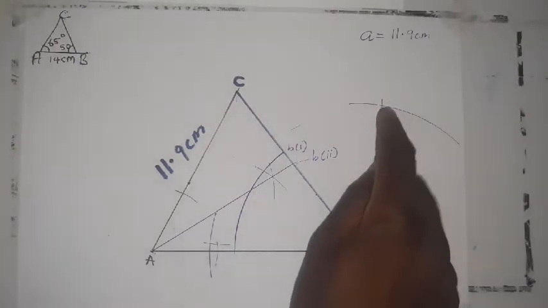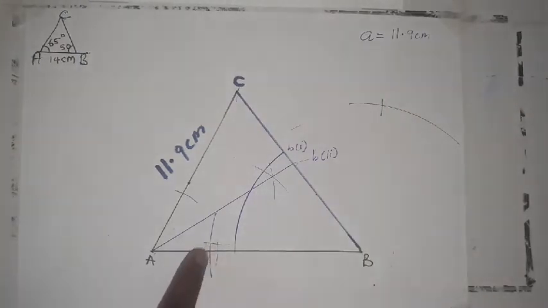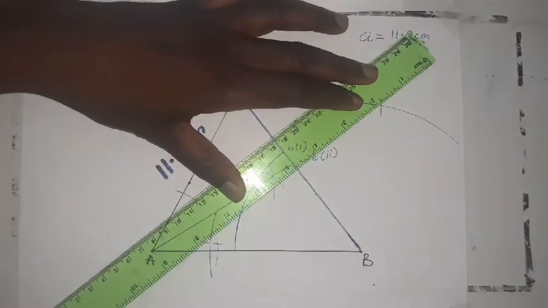So where these two are intersecting, this point and this one, I need to draw a straight line now. I need to draw a straight line that connects those two arcs. I hope you're following me. This thing is meant for you, so please make sure you are following.